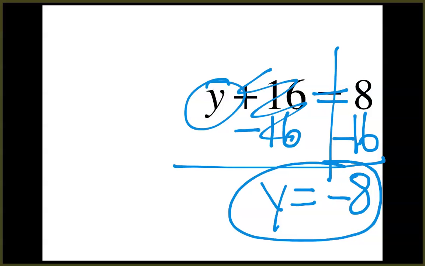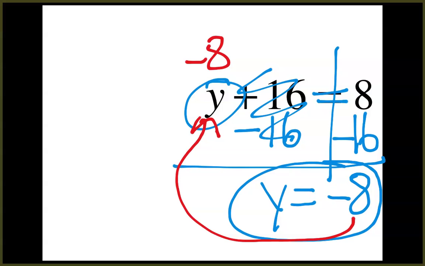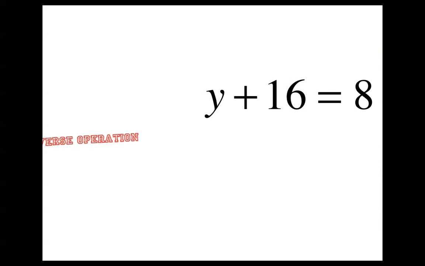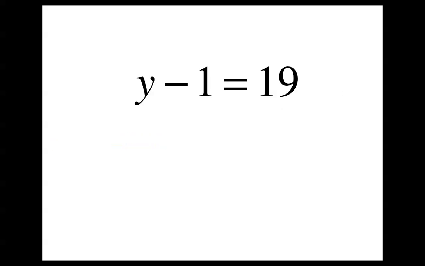I probably shouldn't circle that yet. I probably should plug that in and see if it works. Negative 8 is what y is supposed to equal. Is negative 8 plus positive? Yeah, I guess that comes out to positive 8, right? Because if you have minus 8, but then you go forward 16, yeah, okay, that works. That's the same problem we just did.